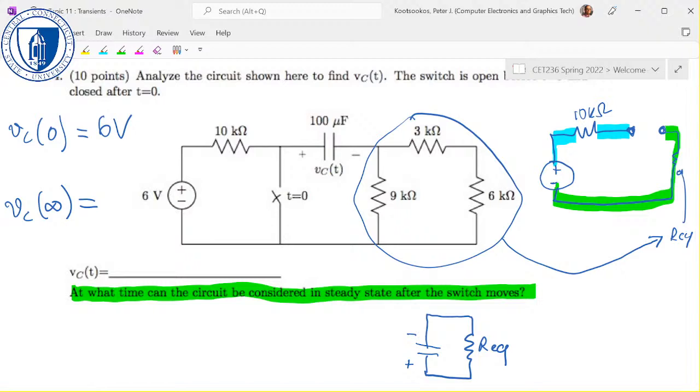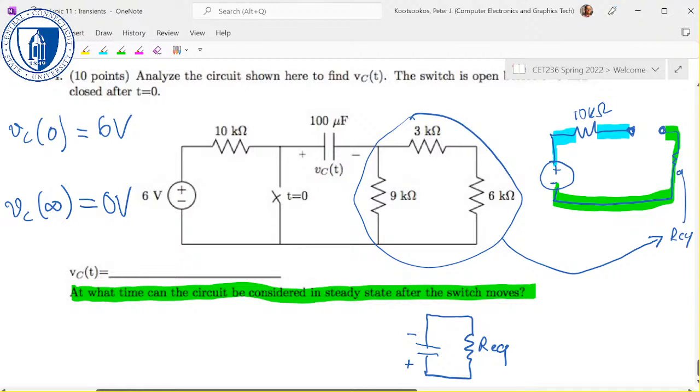So there's no voltage source or current source here, right? The capacitor started off with 6 volts across it, and then all it's going to do is discharge. It'll be zero, exactly. So there's our initial condition, 6. Our final condition, 0 volts.